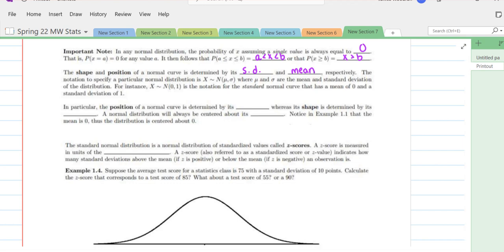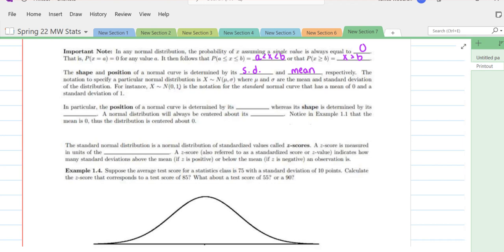For instance, X ~ N(0, 1) is the notation for the standard normal curve, which has a mean of 0 and a standard deviation of 1. So if you see this notation here, it just means a normal curve with a mean of 0 and standard deviation of 1, which is what we call the standard normal curve.